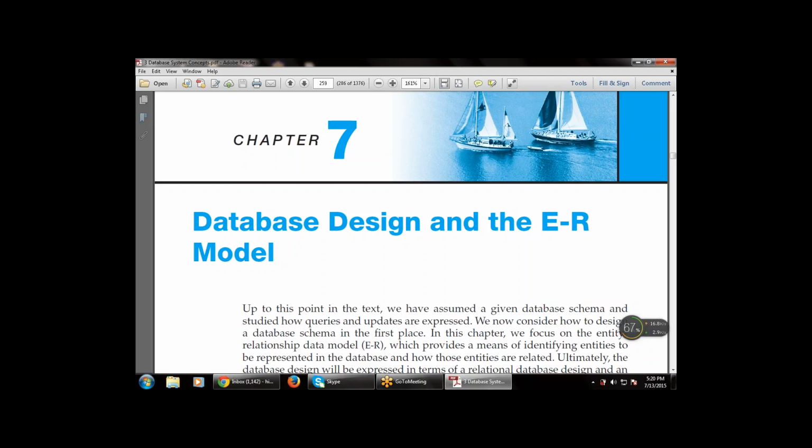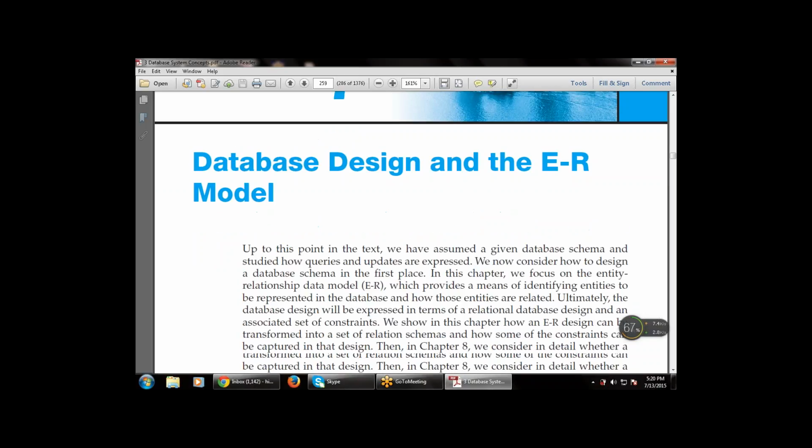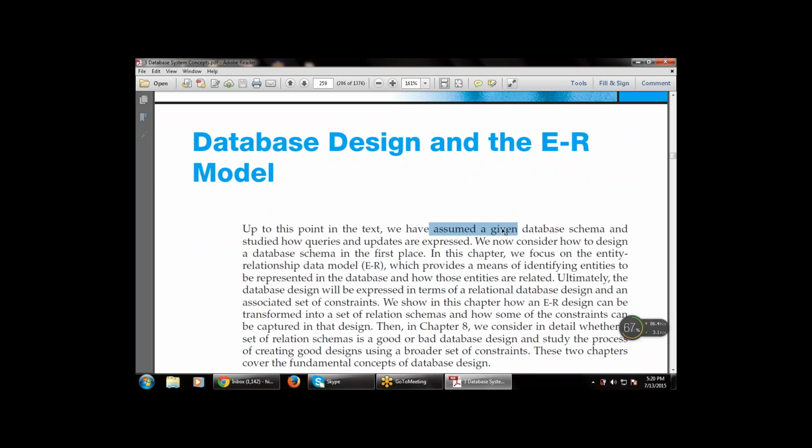So chapter number 7, that is database design. Up to this point in the text, we have assumed a given database schema and studied how queries and updates are expressed. We now consider how to design a database schema in the first place, that is, how to design or maintain a database schema.